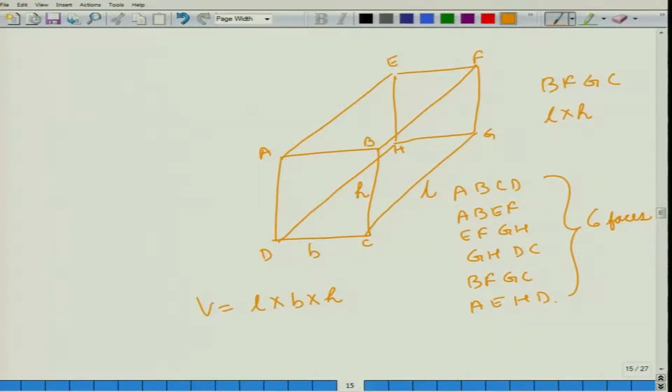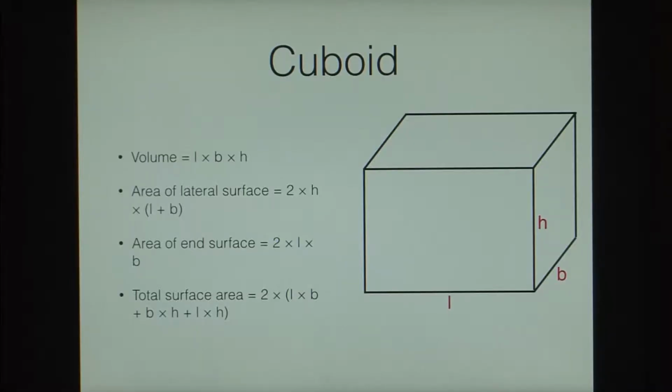The area of the lateral surface of the cuboid is given by the sum of the areas of the lateral rectangles. The area of the end surface is the sum of the areas of the end rectangles. The total surface area is the sum of the lateral surface areas and the end surface areas.